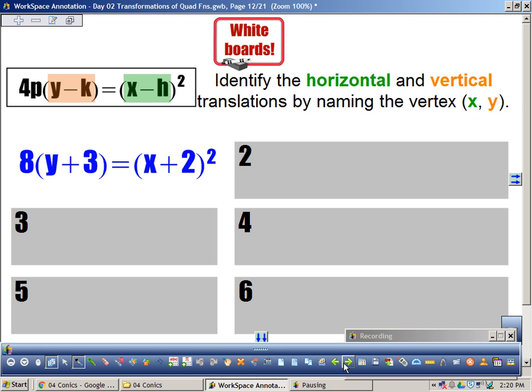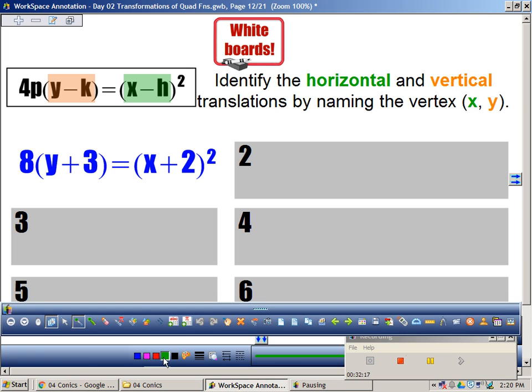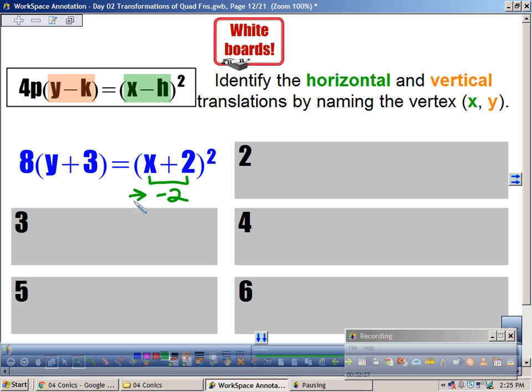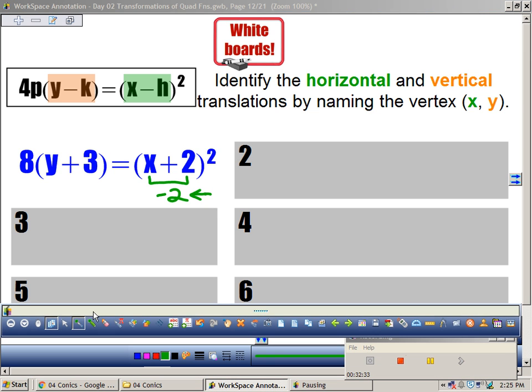Oh, guys, you're wasting my time. Hold on. So let's describe what's happening horizontally and vertically with this one. Horizontally has to do with x, right? Horizontally, we are going the other way, we're going -2.